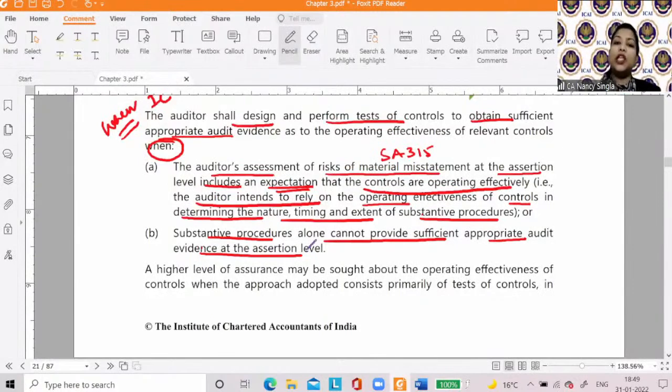And students, when the auditor decides to rely on the internal control, he needs to obtain a higher level of assurance. What is assurance? Confidence. About what? About the operating effectiveness of the controls. Only after that will he be able to use those internal controls and decide the NTE, or the nature, timing, extent of the substantive procedures. Okay? So is it clear, whatever we have read till now?